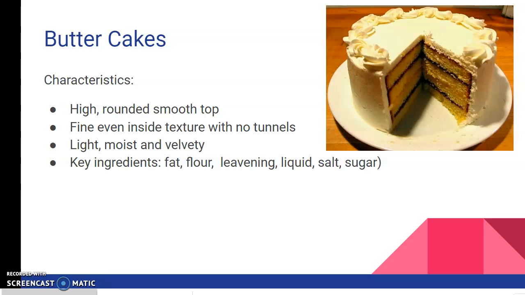And then we have a liquid that's used to make the cake, and this can be water, milk, or even fruit juice. It just depends on the type of cake. And the liquid helps in gluten development that aids in mixing the ingredients together. We also would add a little salt to add some flavor to the cake, and then sugar, which adds flavor and it helps to tenderize the cake.